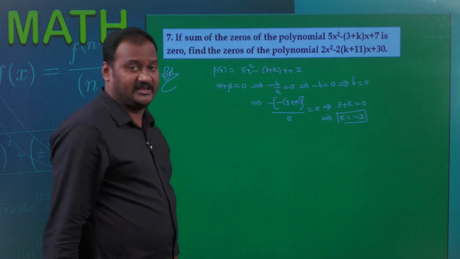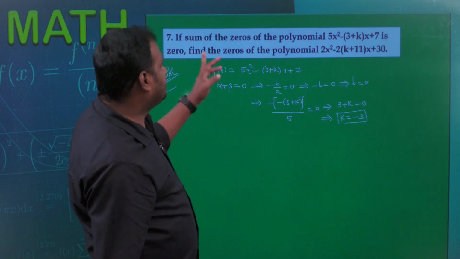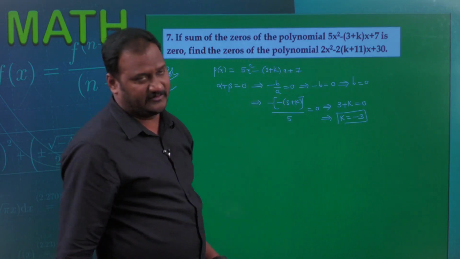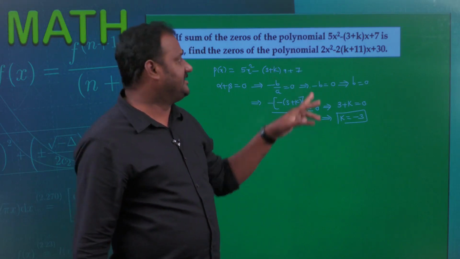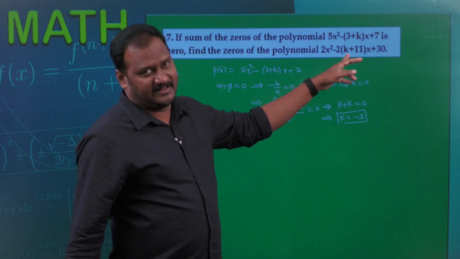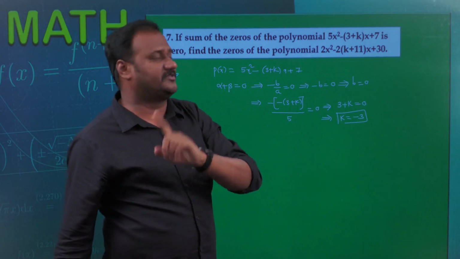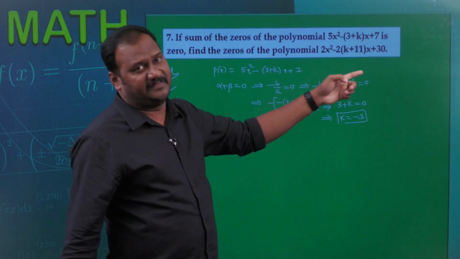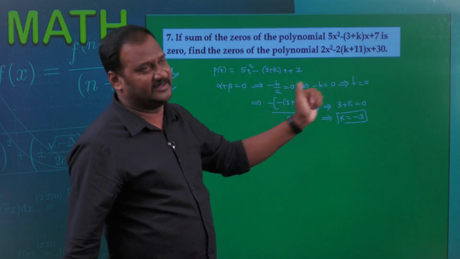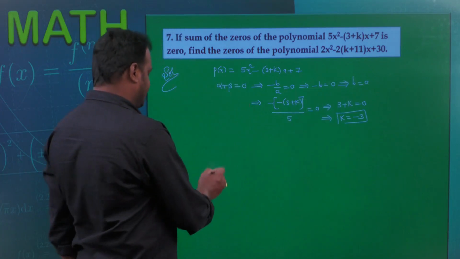After finding out the value of k, you need to find zeros of the second polynomial. Why? What is the relationship between this one and that polynomial? See, you can find k here. If you are able to find the value of k by using the first polynomial, then only you can substitute that in the second polynomial, right? That is why the first polynomial is given.